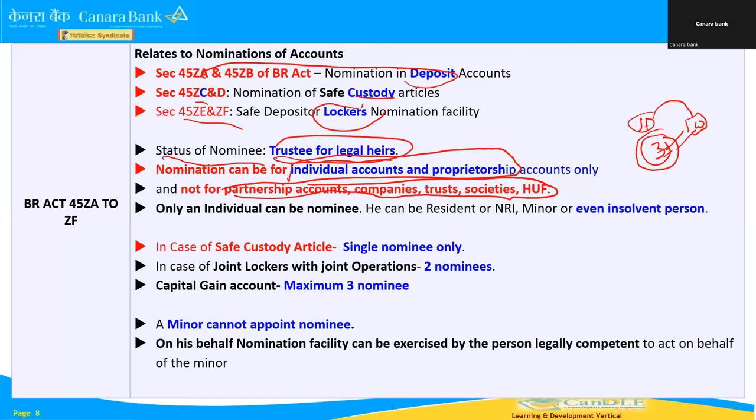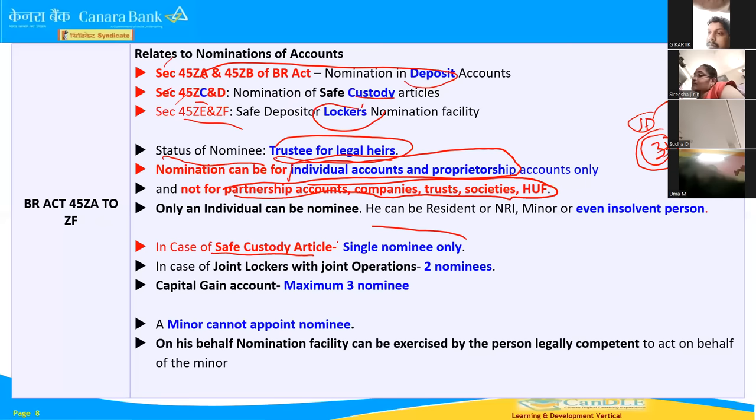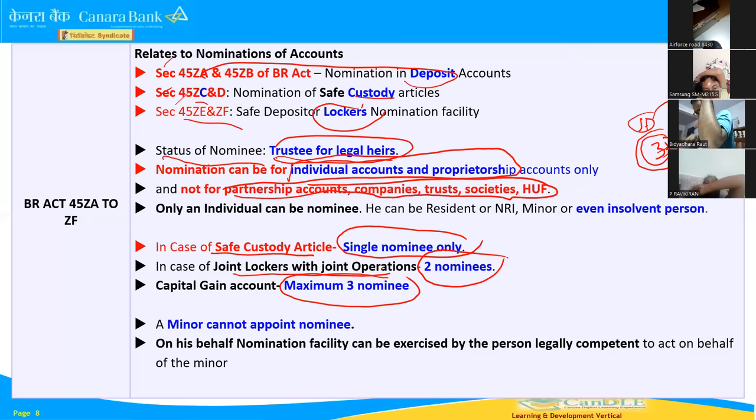Then, how many nominations? These sections have defined all these things, right? Now, how many nominations can be accepted? Please remember, for safe custody article, single nomination only is allowed. For joint lockers with joint operations, two nominations are allowed. For a deposit account, maximum three nominations are allowed. This is the maximum nominations.